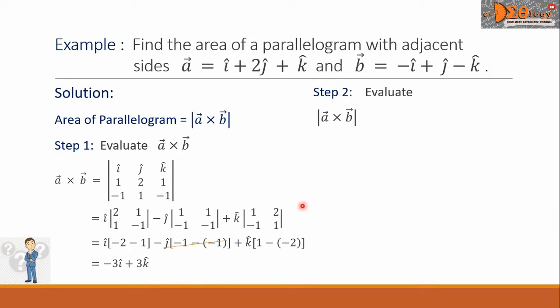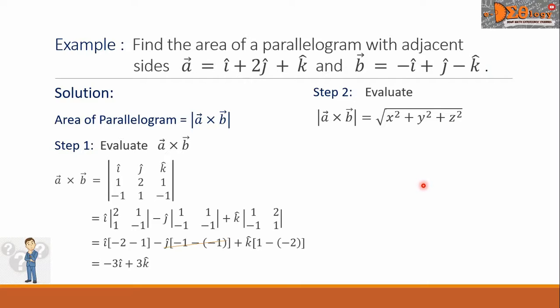Now for step 2, let us evaluate the length of vector A cross vector B. Our formula is the big square root of x squared plus y squared plus z squared. The values x, y, z are the coefficients of the components i, j, k respectively.